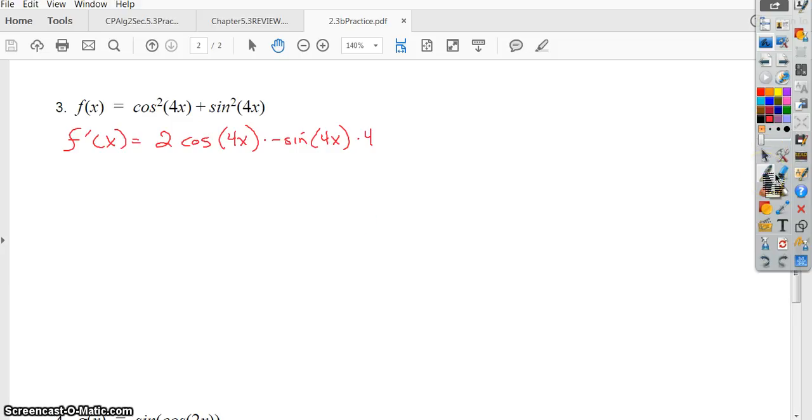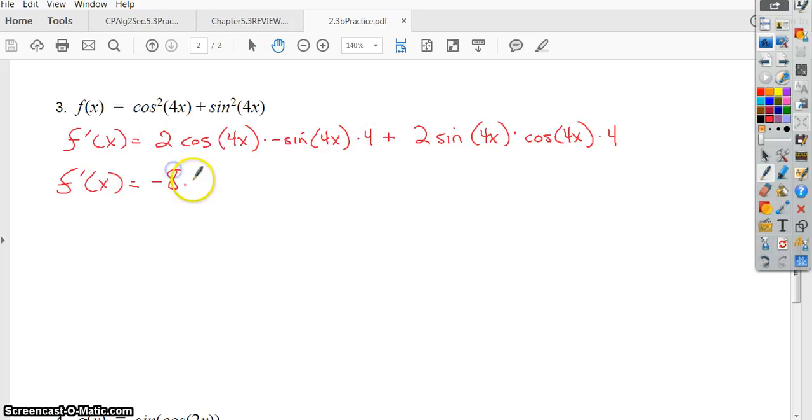Now I'm going to take the derivative of this sine, which would be 2 times sine of 4x, because 2 minus 1 is 1, so there's 1 here technically, times cosine of 4x times 4. So what happens here is 2 times negative times 4 is negative 8 cosine of 4x sine of 4x, plus 2 times 4 here is 8 cosine of 4x sine of 4x.